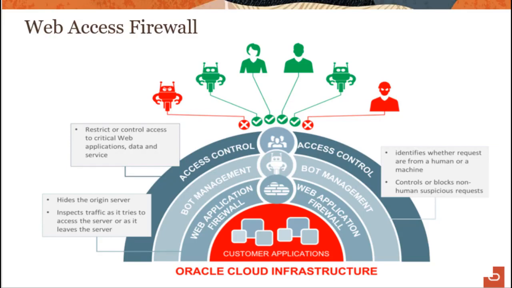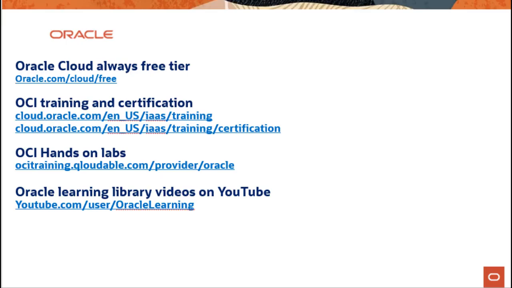So as we can see, there are multiple layers of security controls available in Oracle Cloud Infrastructure, from ACLs to Web Access Firewall, multiple options within access control lists, and then multiple layers of protection that are provided by Web Access Firewall. In the next lecture, we'll look at Oracle Cloud Infrastructure Security from visibility perspective.